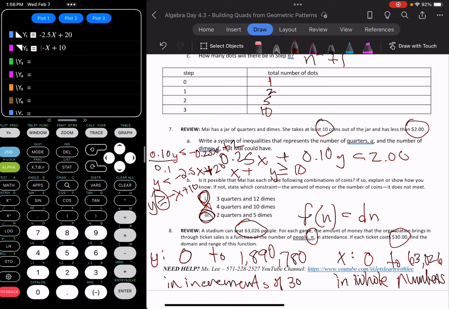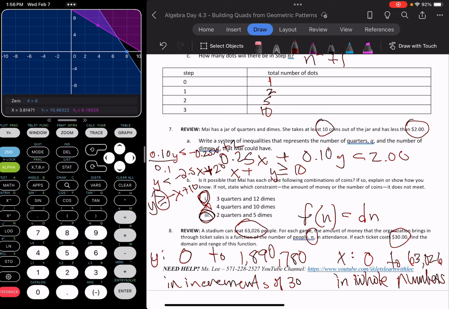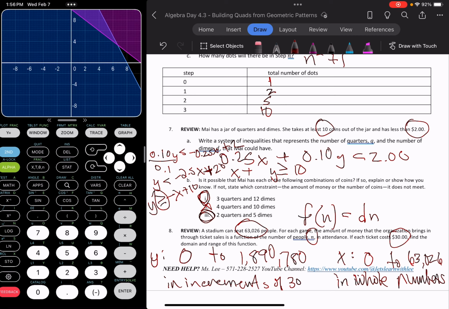There we go. Okay, magenta's fine then. All right, and then I can go ahead and graph that. So now these double shaded areas are the areas that, right, this area up in here, are solutions to the equation, right?